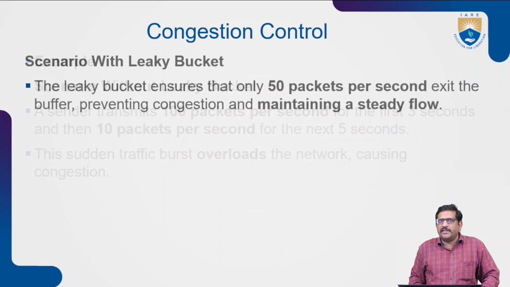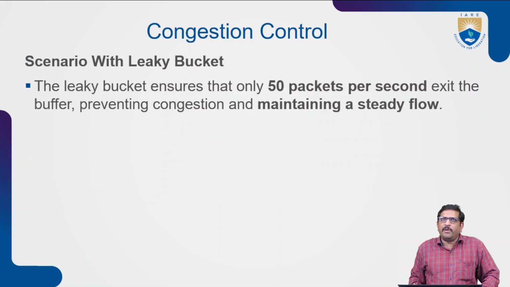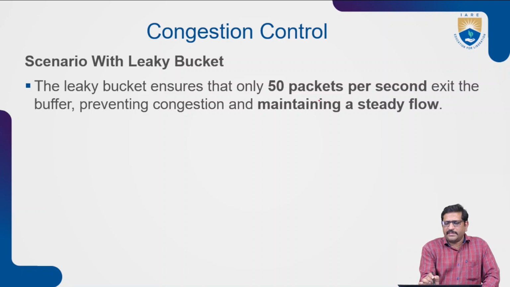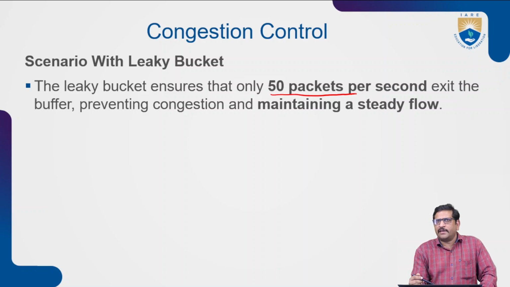With the leaky bucket algorithm, the leaky bucket ensures that 50 packets per second exit the buffer. Whatever irregular packets are arriving, they are transferred only at a constant rate. Exiting at a fixed rate, the packets are sent out constantly, preventing congestion and maintaining a steady flow.